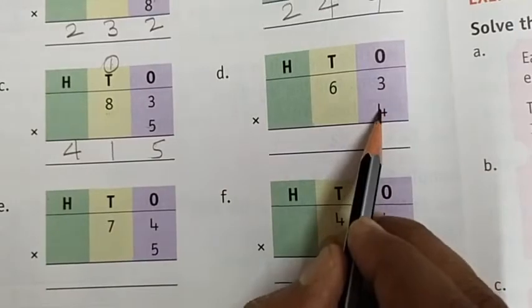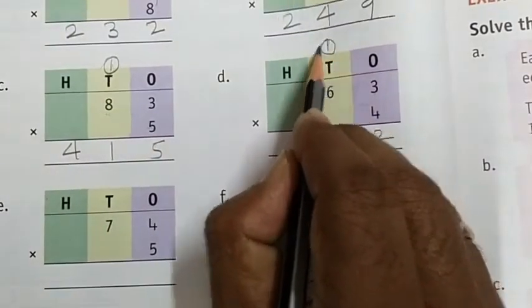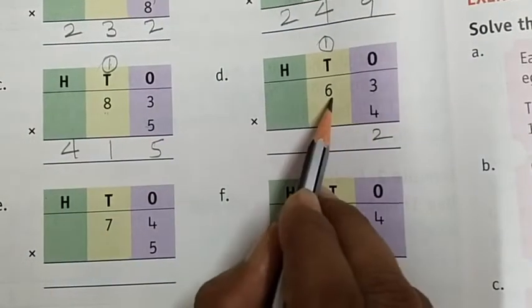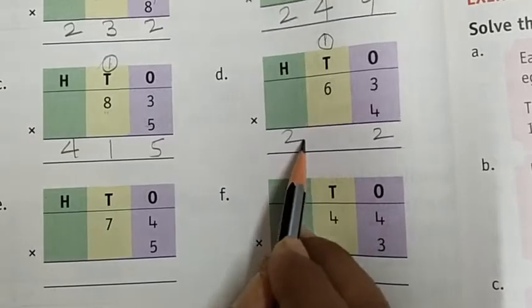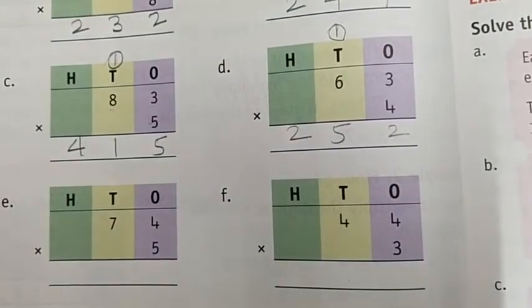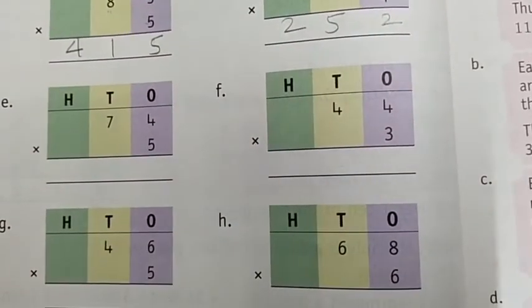So 4 3s are 12, 1 you take down, carry. 4 6s are 24, 24 plus 1, 25. Okay, right? Clear. Next is this.